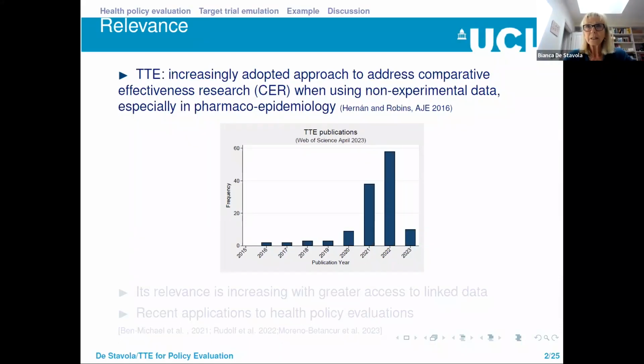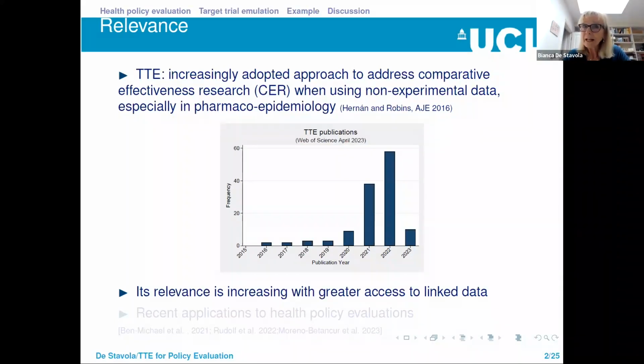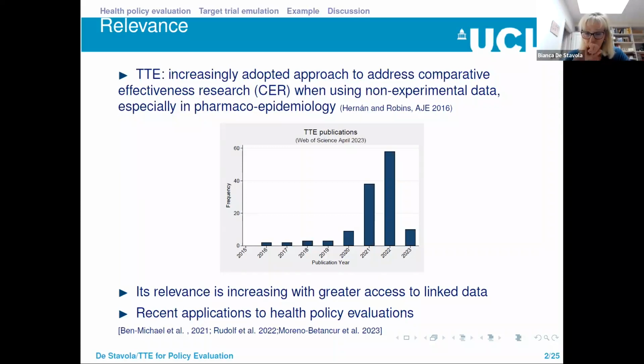And why is it adopted? It is adopted to address comparative effectiveness research based on non-experimental data. And most of the applications that I found when I did that search had to do with pharmacoepidemiology. However, more recently, there have been a few applications in health policy evaluation. And this is because more and more frequently we have access to data that allow inquiries to do with public health evaluation based on observational linked data.